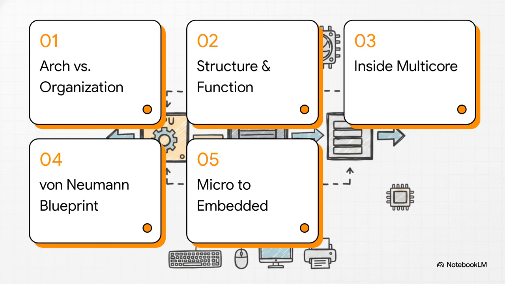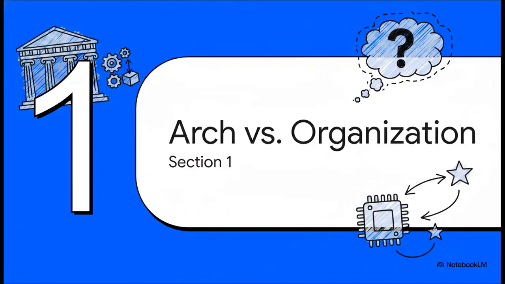Here's our roadmap. First, architecture versus organization. Second, computer structure and function. Third, inside multi-core computers. Fourth, the von Neumann blueprint. And finally, microprocessors to embedded systems. Let's get started. Section 1.